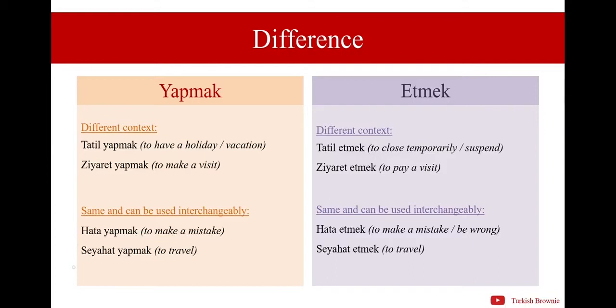Okay, moving on, we're going to look at some other examples where the words yapmak and etmek can actually be used interchangeably, so the context or the meaning does not change at all. So hata yapmak means to make a mistake, and hata etmek, like hata yapmak, also means to make a mistake or be wrong. So you can say ben hata yaptım, or you can also say ben hata ettim. The context doesn't change, the meaning doesn't change. Also, seyahat yapmak, to travel, and seyahat etmek, to travel. So there is no difference between these two words.